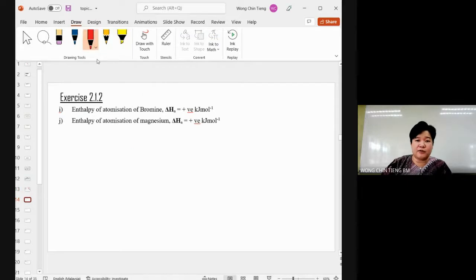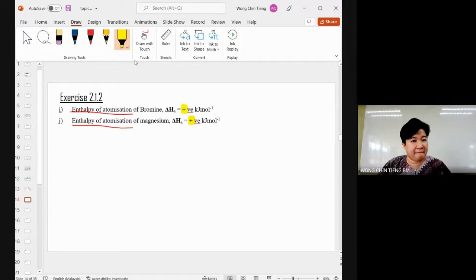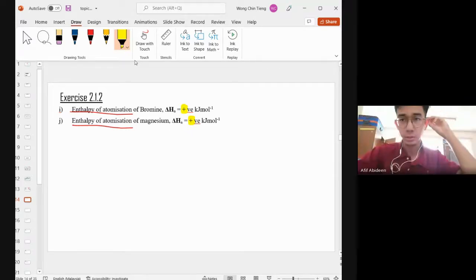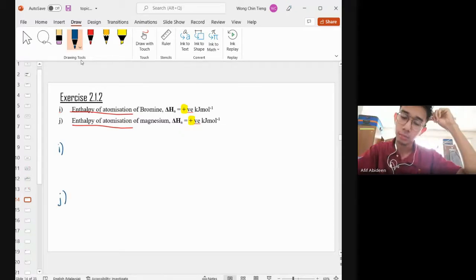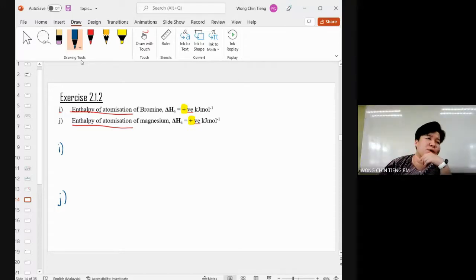Okay, can anybody tell me in the enthalpy of atomization? Alright. Kenapa dia mesti positif? Sebab energy required. Thank you, Afif. Afif kata sebab energy required. Why energy is required then? To form 1 mole of gaseous atom. To form 1 mole of gaseous atom, yes.